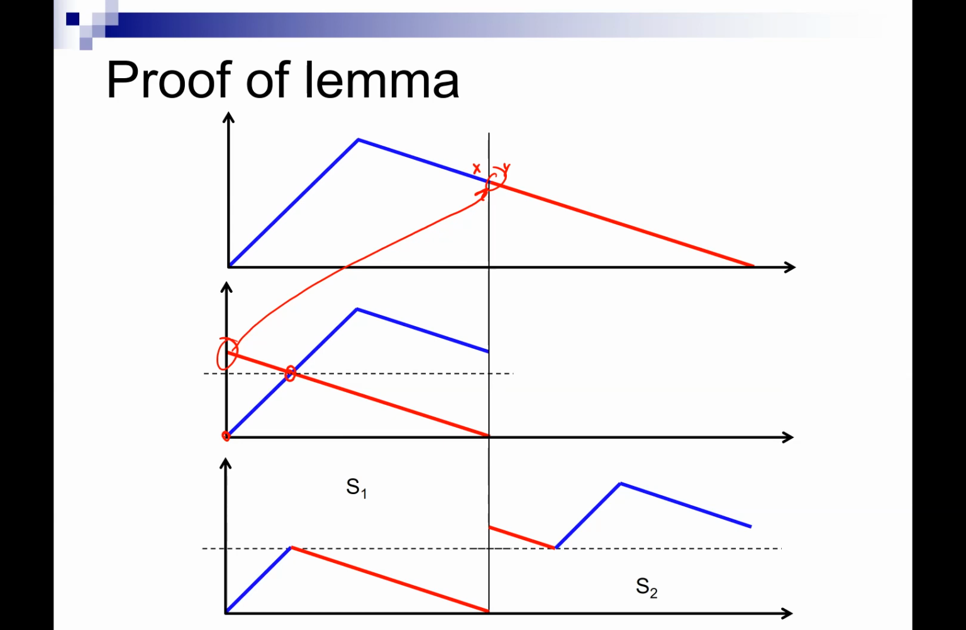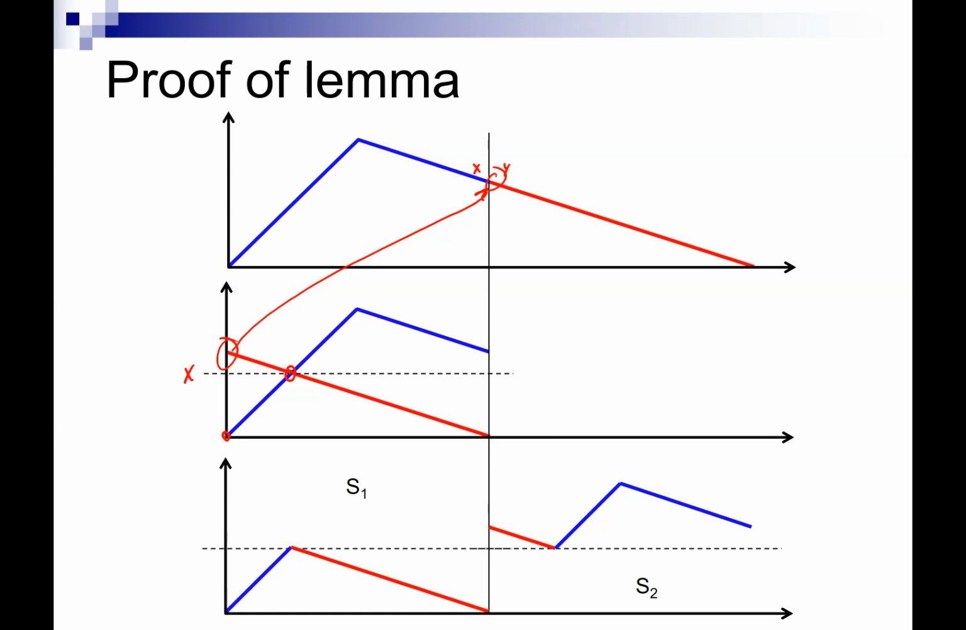And the last part of the claim was that everything in S1 is less than, or less than or equal to, everything in S2. And this is true because everything in S1 is going to be less than or equal to this intersection point, let's call that X. So everything in S1 is less than or equal to X, and everything in S2 is larger than or equal to X. Therefore, all of S1 is less than or equal to all of S2. So that shows the main claim about forming a bitonic split out of a bitonic sequence.